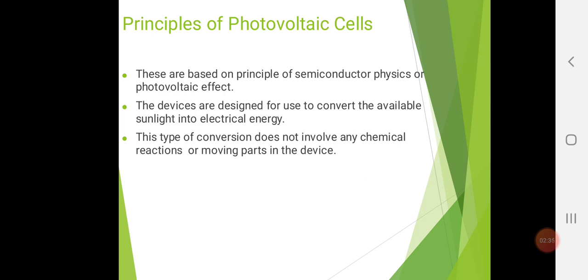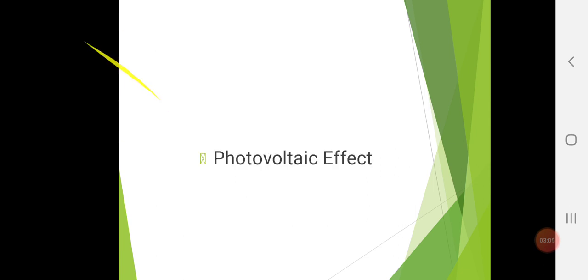Of course, our main motto is what? Convert the available sunlight, which is available in huge amounts, into electrical energy. This type of conversion does not involve any chemical reactions or moving parts in the device. At the moment, varieties of solar cells are available and in use. So this is a very simple device which we can use mostly.